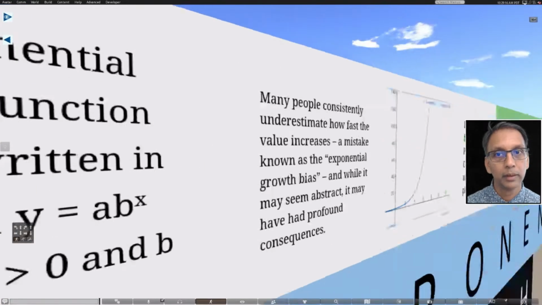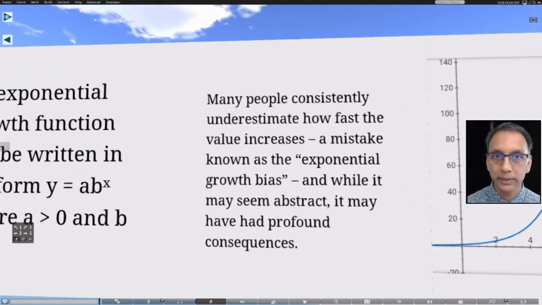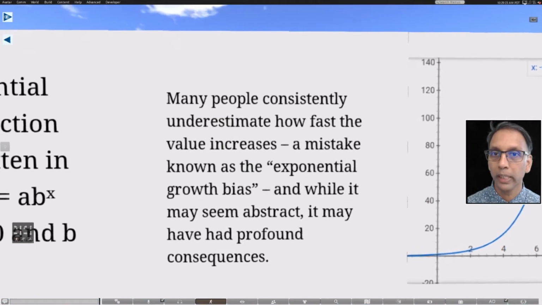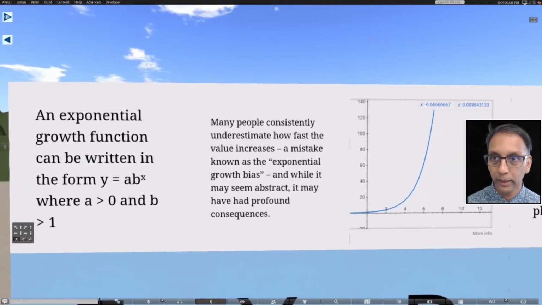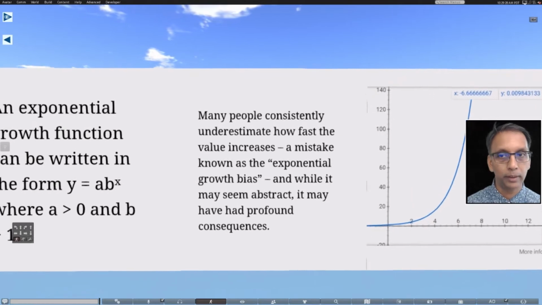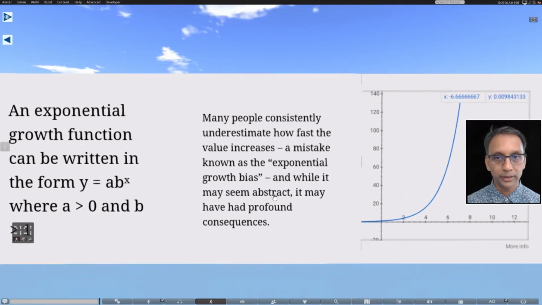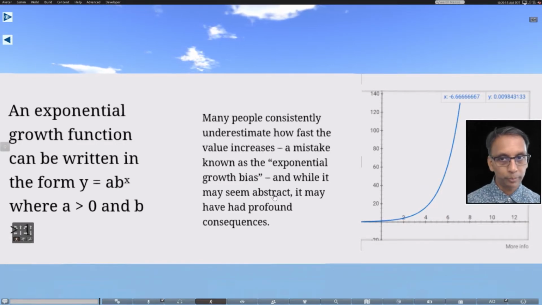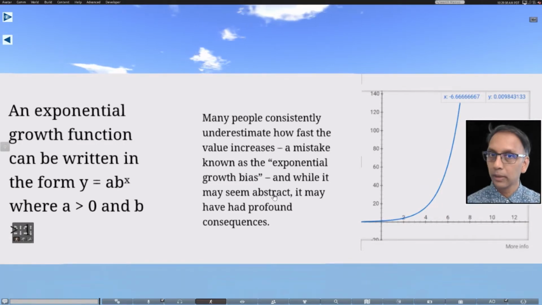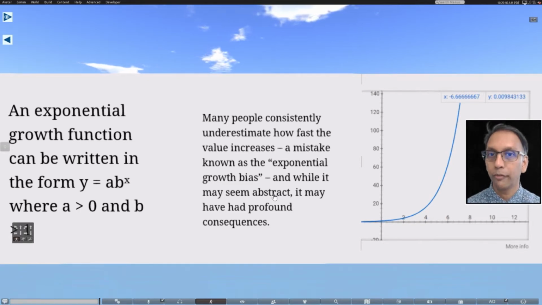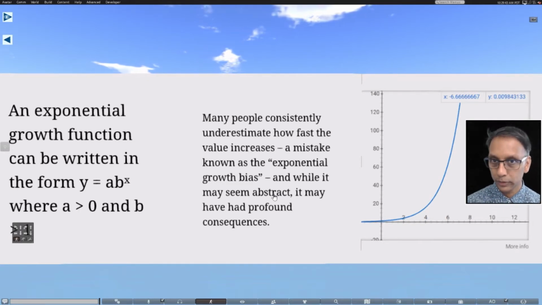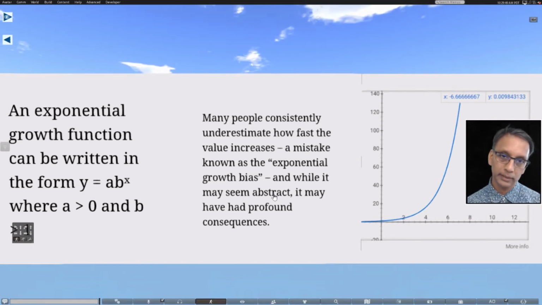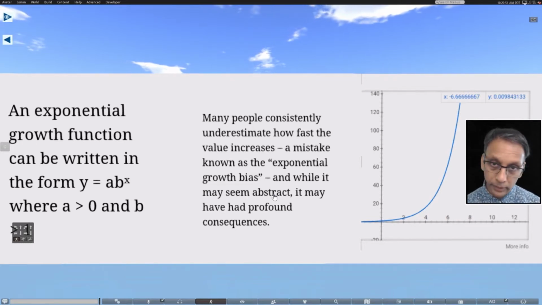In fact, people consistently underestimate how fast the value of y increases. Okay, it's not that they get it wrong in the sense that the estimate is obviously wrong. I mean, it's easy for people to know that y will increase, but they underestimate how fast the value increases. And this bias has many profound consequences.